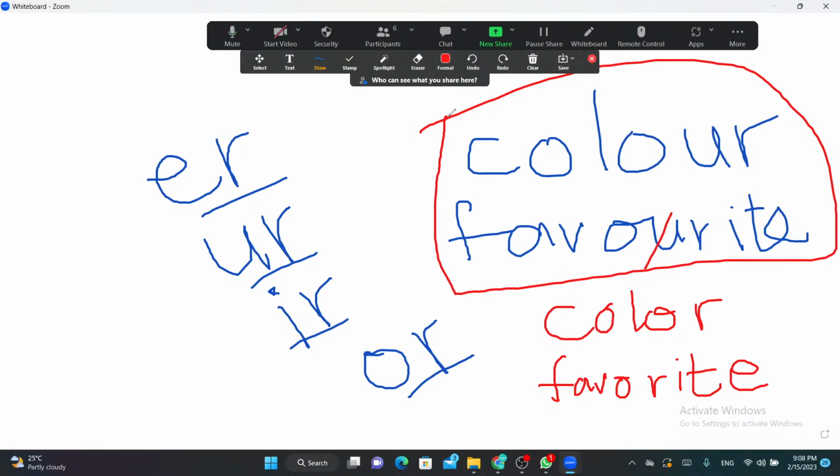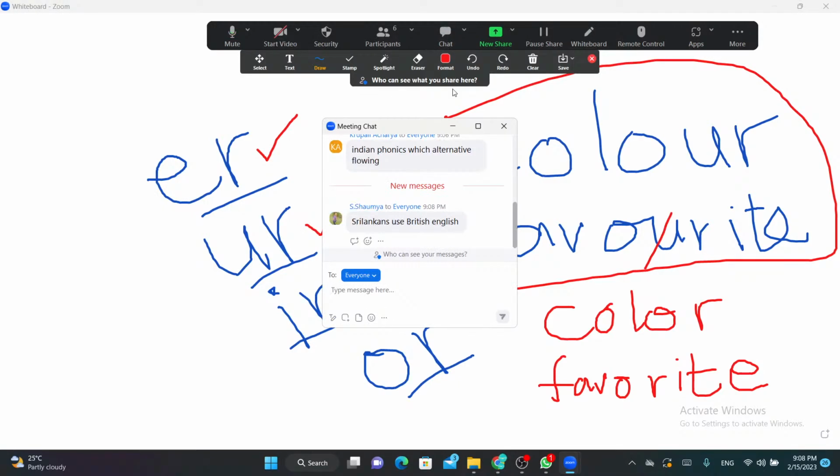So it's better that if you are not perfect in that thing, keep it simple. Pronounce R. Britishers don't pronounce R when it is followed by a vowel. Sri Lanka uses British English in written. In Pakistan as well, we use British English in written.